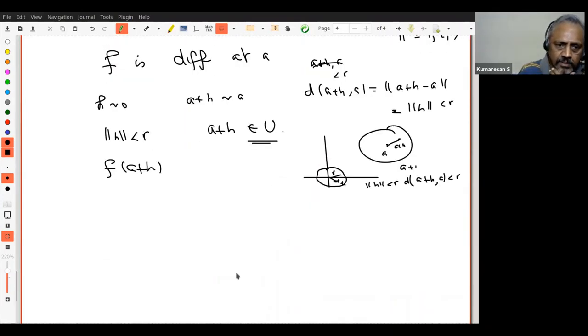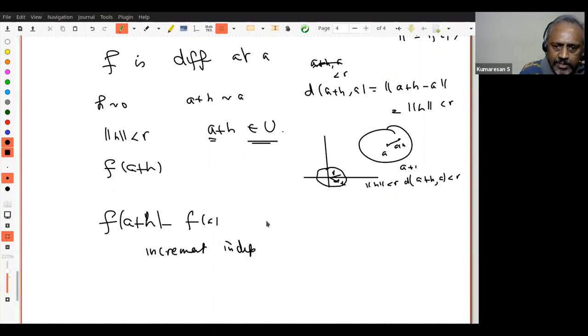Okay. So H is an increment in the independent variable A. So as we did earlier, I want to approximate f of A plus H minus f of A. This is the increment in the dependent variable. I want to approximate it by a linear map A. This is a linear map A from Rn to R acting on the increment.